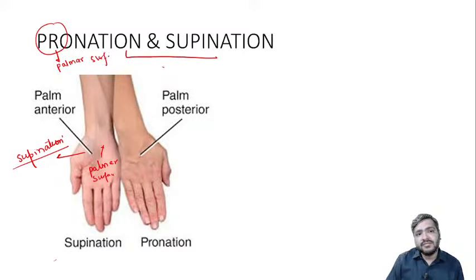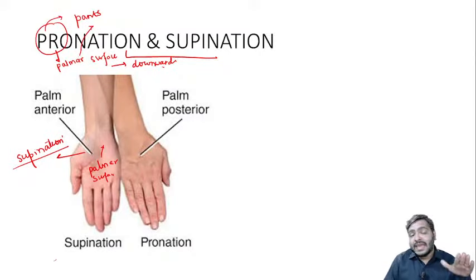You can remember it with the help of a mnemonic that you already know: pants are the structures which we wear below. So the palmar surface will behave like pants and will be on the inferior aspect, on the below aspect, guys. And the upside one is the palm surface. So that is about pronation and supination.